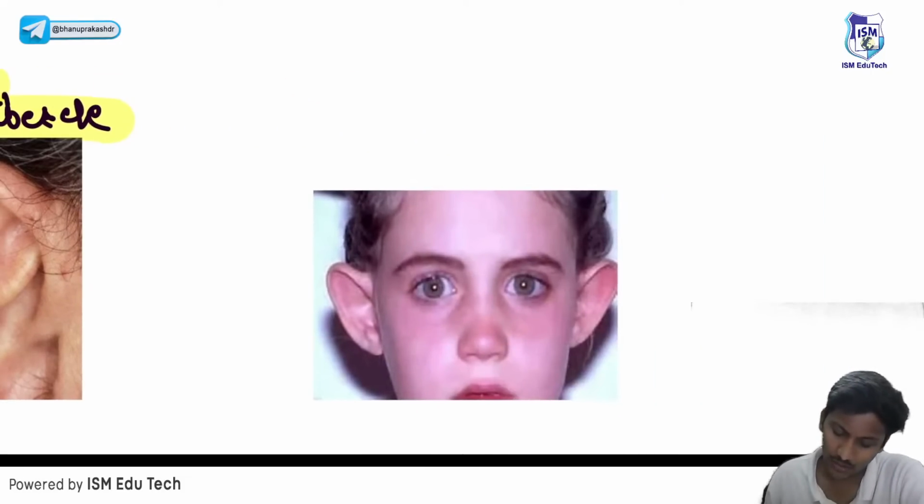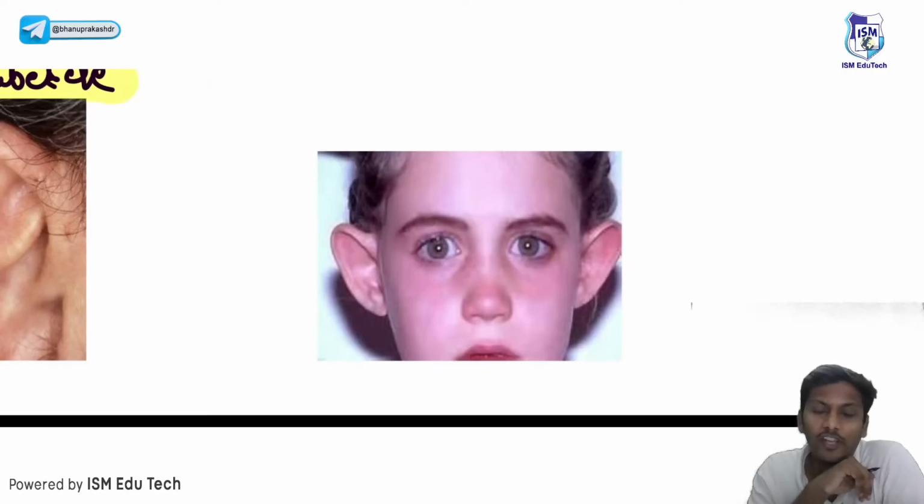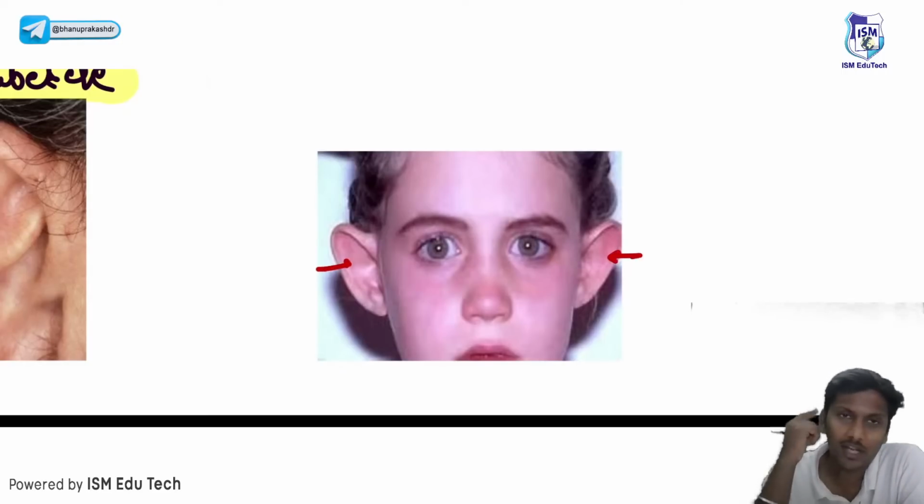Next is this condition. Yes, this is a congenital anomaly. Which movie does it remind you of? Definitely PK, right? Aamir Khan. So definitely this you can see in his ear, the outer curvature is prominent.